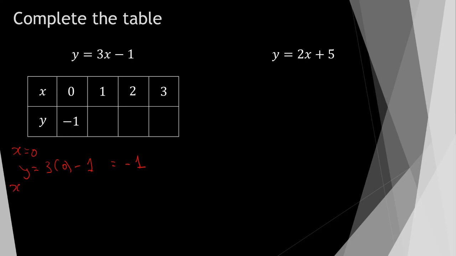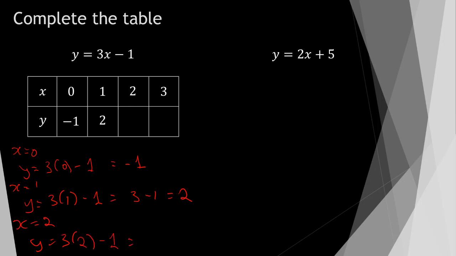What about when x equals 1? Well, let's substitute 1 for x. 3 times 1, take away 1. Well, 3 times 1 is 3. Take away 1 is 2. That's how 2 gets in there. What about when x equals 2? Well, y equals 3 times 2, take away 1, which gives us 6 take away 1, which gives us 5. And that's how 5 gets in there, and we keep going, and that's how we get 8.